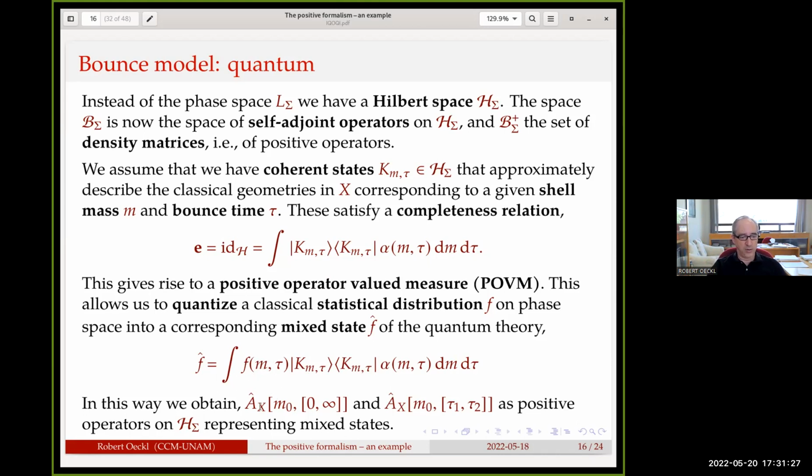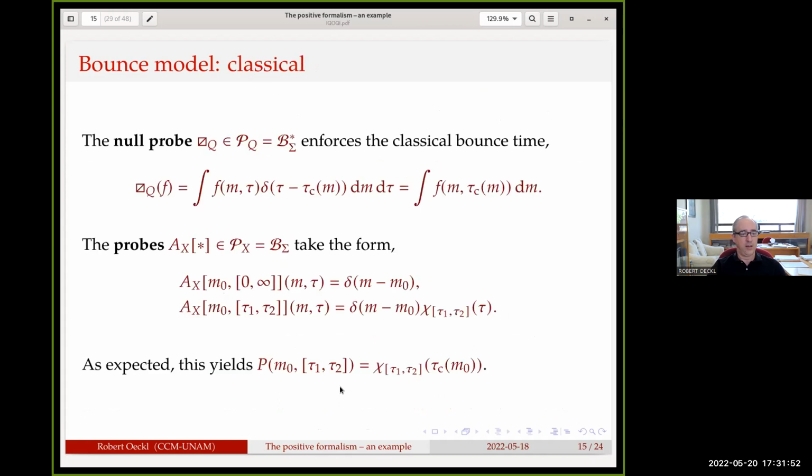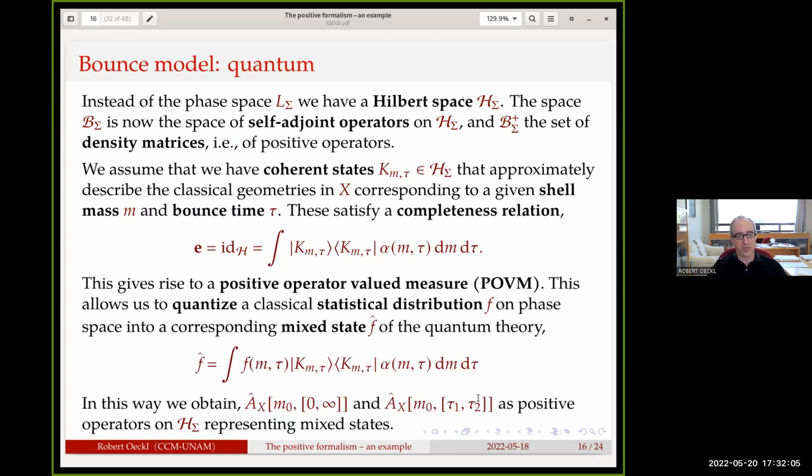In this way, in particular, we can construct the operators in the quantum theory that correspond to these measurements, which involve shell mass and bounce time, as positive operators on the Hilbert space. The functions that we put into this formula, that we quantize, to say it like this, are exactly the same that we had on the previous slide. So these are exactly the functions from the classical theory that we have to plug in to obtain the corresponding quantized operators that represent these in the exterior region and on the hypersurface sigma. So this is the exterior region where we have these coherent states that allow us to interface between the original classical description and the quantum description.